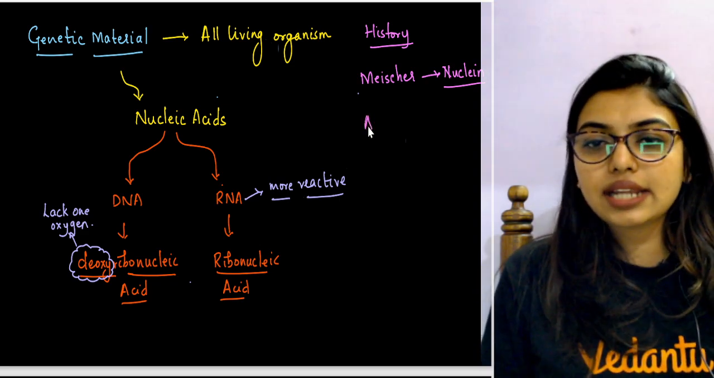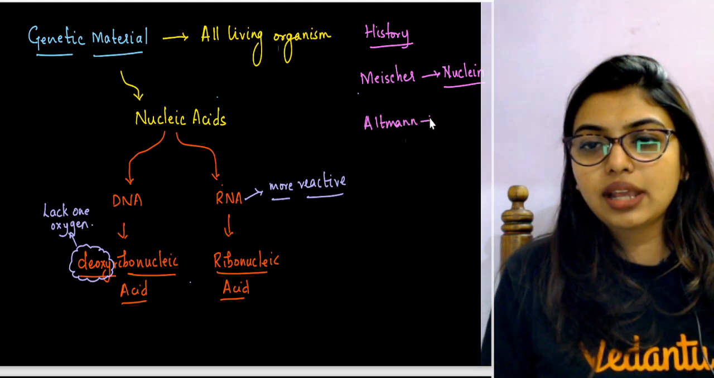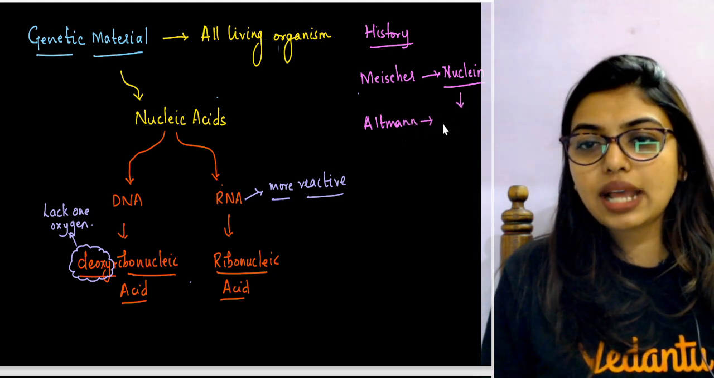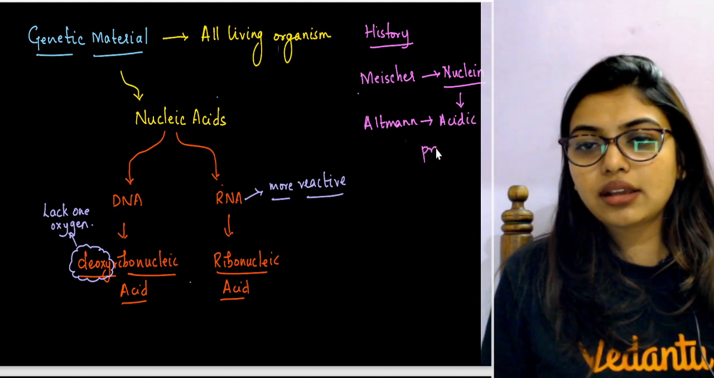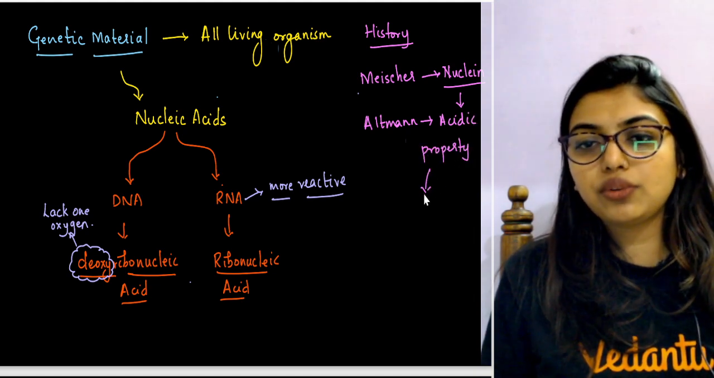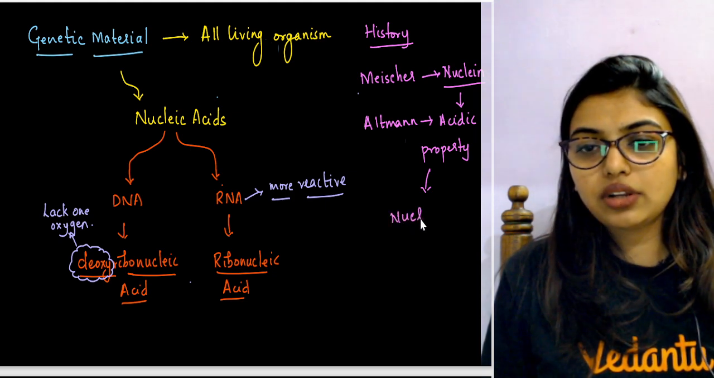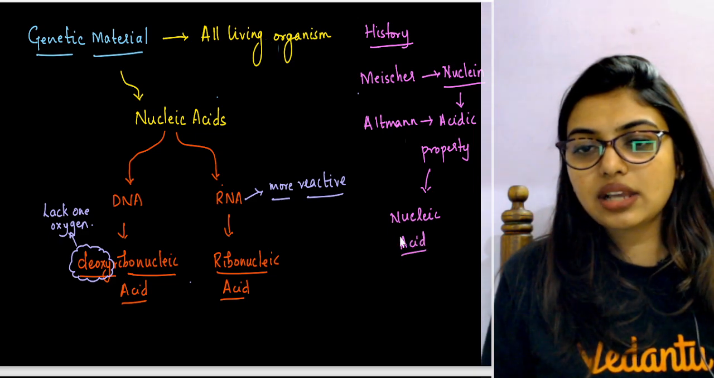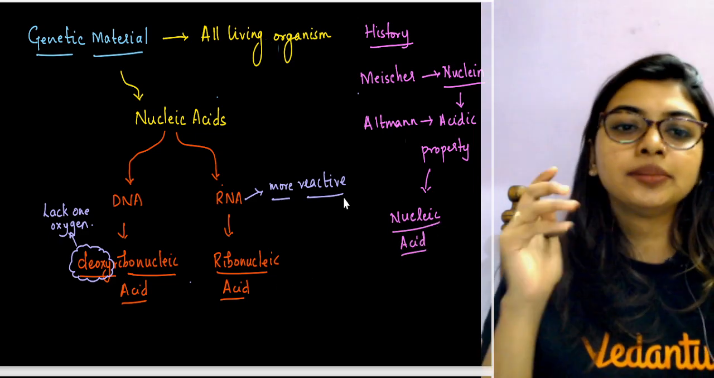Then another scientist came, called Altman, and he said this nucleic acid has an acidic property. Because of this acidic property, why don't we call it nucleic acid? And that is how the name nucleic acid came into existence, and then the DNA and the RNA.